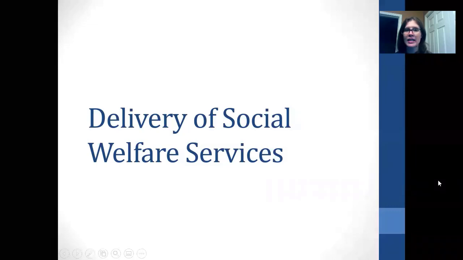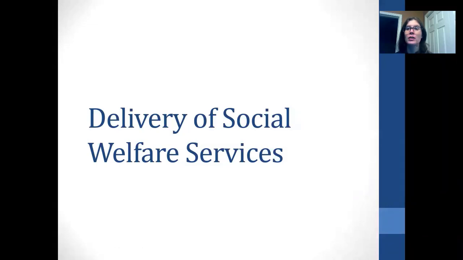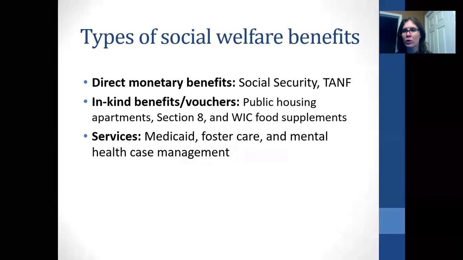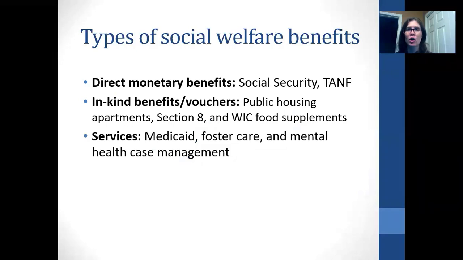This week, we'll be discussing how social welfare services are delivered. As a reminder from earlier in the semester, there's different types of social welfare benefits. The first are direct or monetary benefits, which include Social Security and TANF, or Temporary Assistance for Needy Families. These are welfare checks. So these are checks that people receive in the mail.